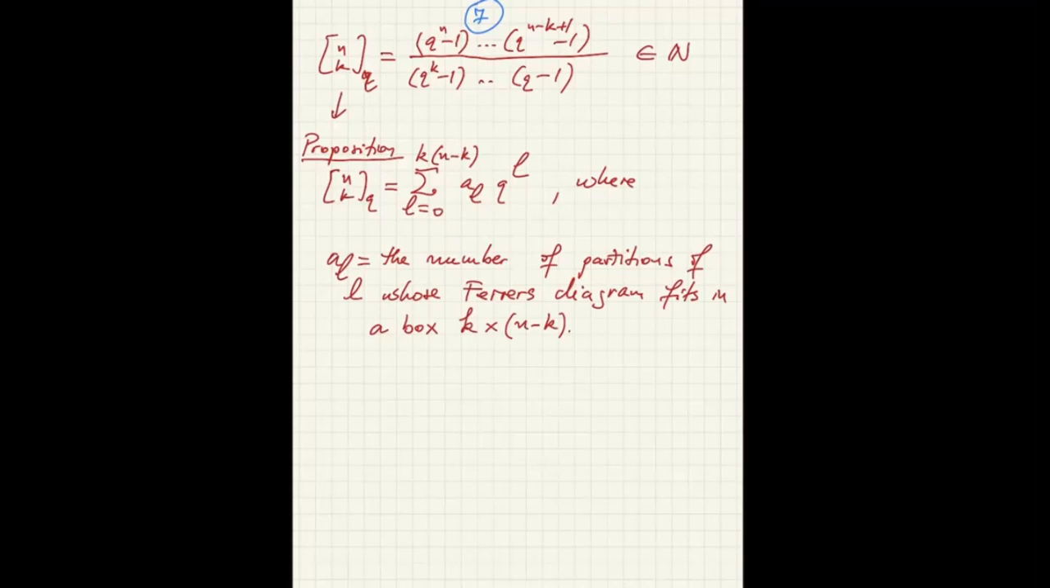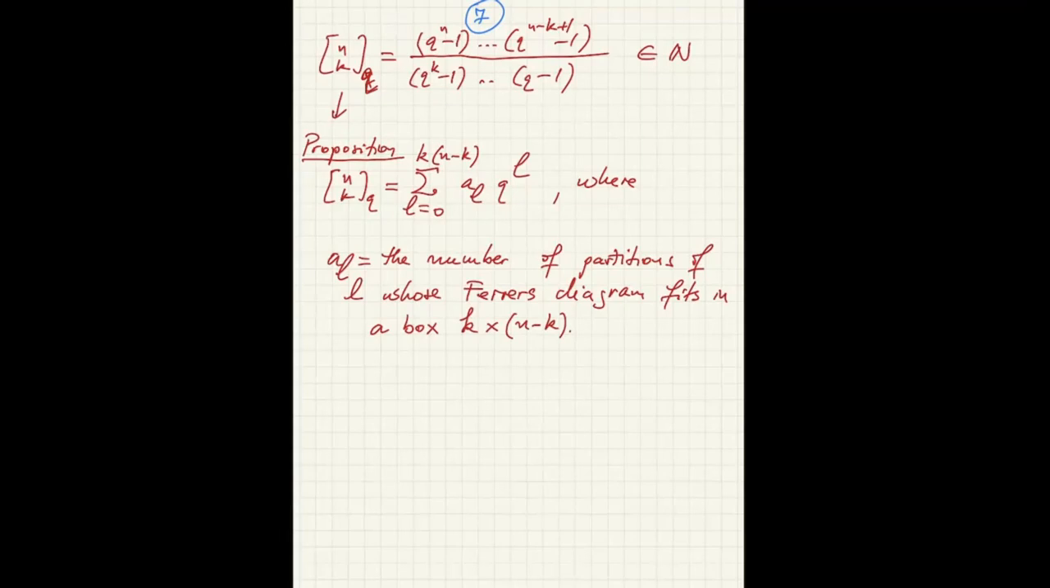So this is a perhaps unexpected connection with this Gaussian coefficient. This n choose k is sometimes called the q-binomial coefficient, or like I said, Gaussian coefficients or Gaussian numbers. It's a polynomial in q, where the coefficients count the number of partitions of the index l, with the constraint that the diagram fits in a box k times n minus k.